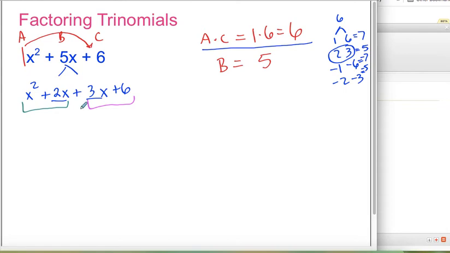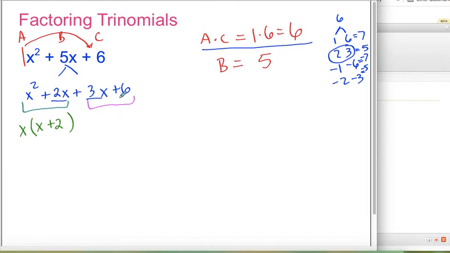The first binomial set, the GCF of them would be just an x. If we factor out an x out of this binomial, the first part we're left with is just an x, because x times x is x squared. And then dividing a 2x by x just leaves a 2.